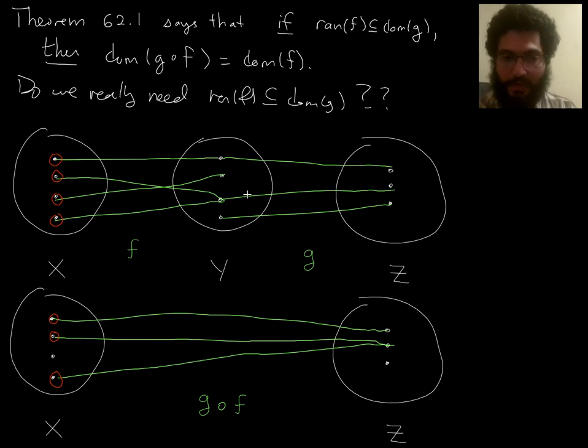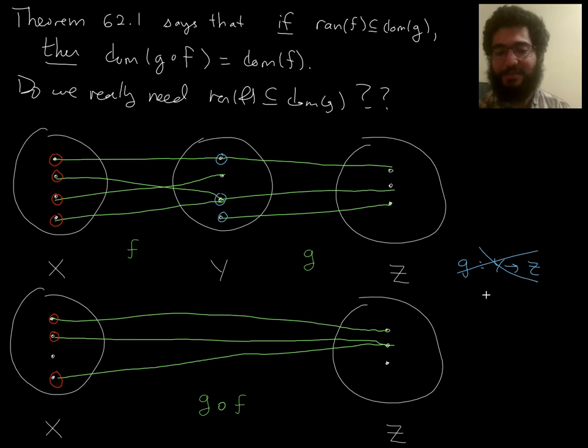Well, hang on. Just because I'm drawing a picture where I have a bunch of green arrows going from y to z, that doesn't mean g maps y to z, right? What's actually the domain of g here? The domain of g consists of this, and this, and this, right? So I would not say g maps y to z.